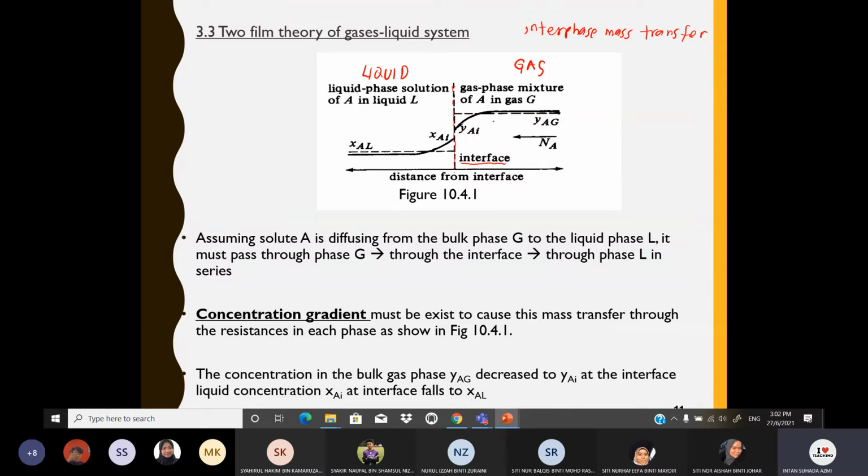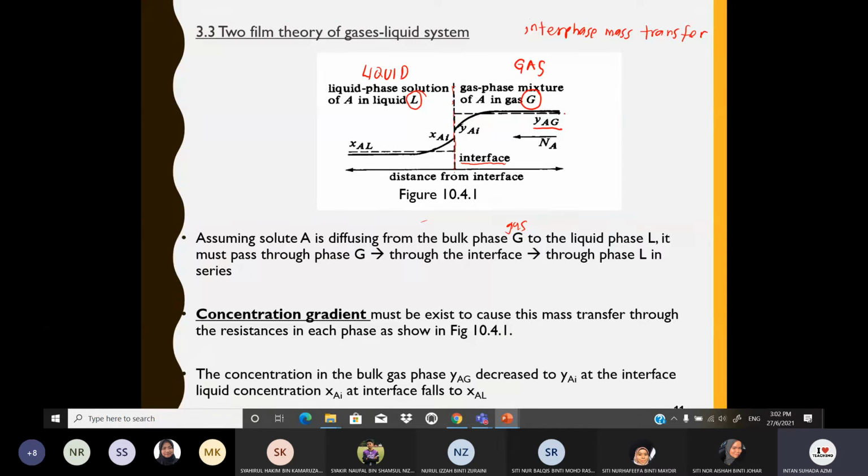So, assuming solute A is diffusing from the bulk phase G. G means gas. So A diffuses from gas to the liquid phase. The direction is like this, from this one to this.